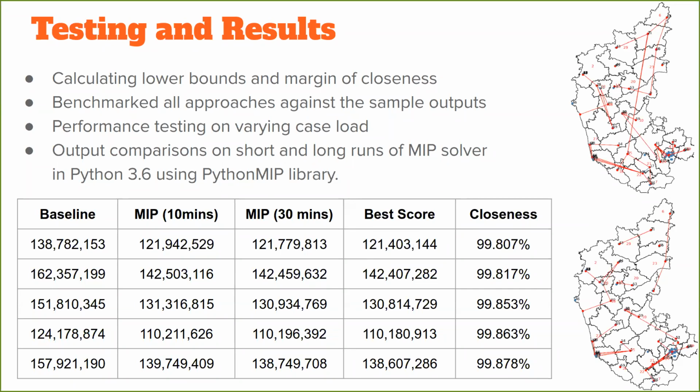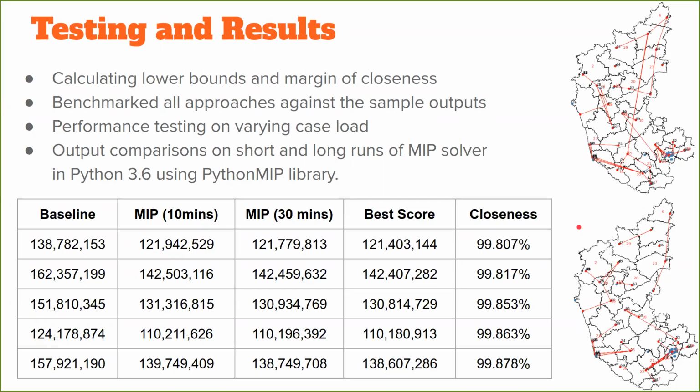The total cost for such an allocation is around 13 to 16 crores per day. The MIP 10 minutes column shows our results on running our MIP model for just 10 minutes on a normal laptop. Notice the significant improvement, between 1 to 2 crore per day, compared to the baseline algorithm. This demonstrates that our model's allocation can save the Karnataka Health Department upwards of 500 crore rupees annually. Running the model for 30 minutes provides further improvements. The best score column is when we run MIP till convergence to optimality, which takes a few hours. You can see that the difference between a 10-minute run and the best score is within 1%.